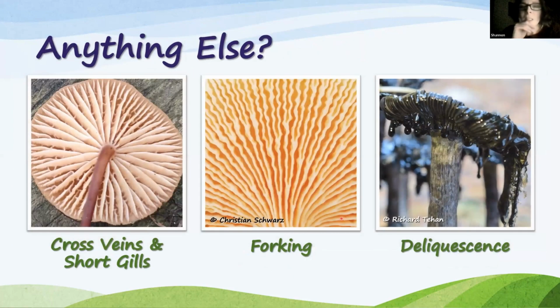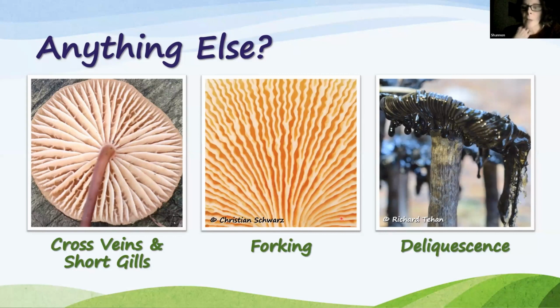And then, of course, there's always something else. It's worth taking a look to see whether or not your mushroom has cross veins, these very small, delicate attachments connecting one gill to the next. Having short gills known as lamellae can also be a helpful diagnostic feature. And not all gills run directly in a single pattern from the stipe to the margin. Some branch and fork, and this can be, again, a useful characteristic if you know to look at it.